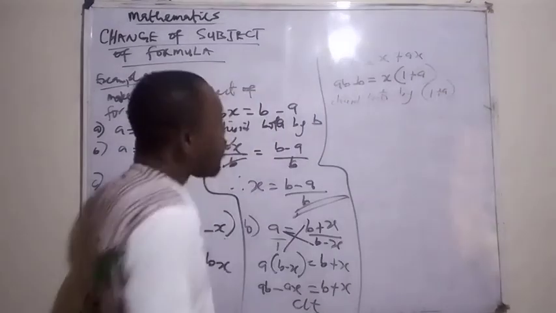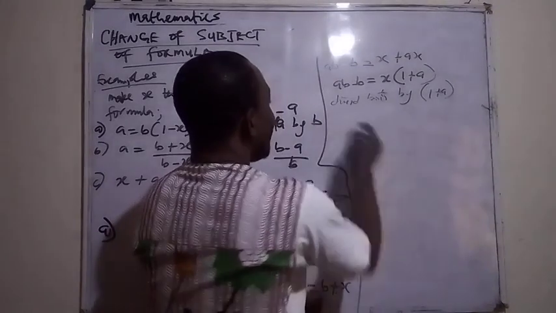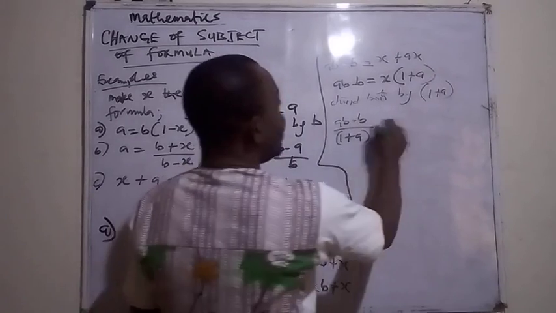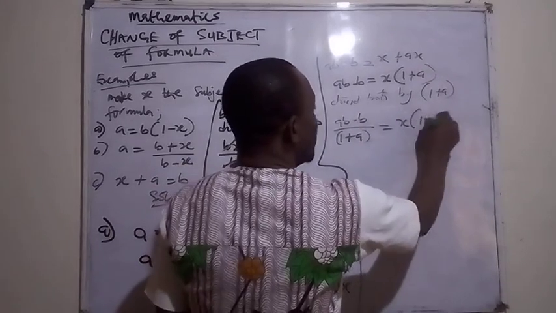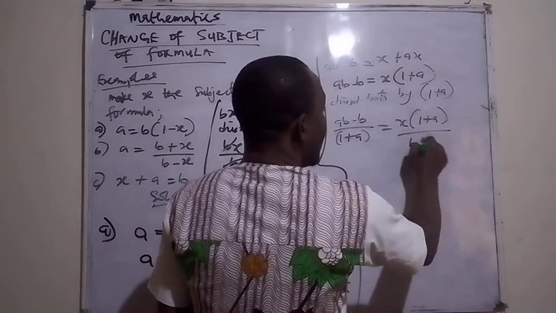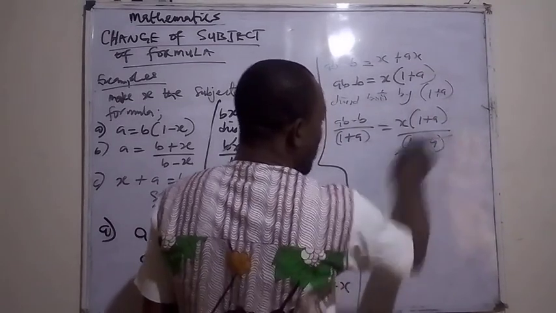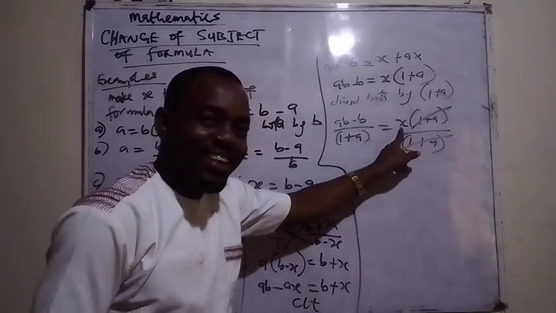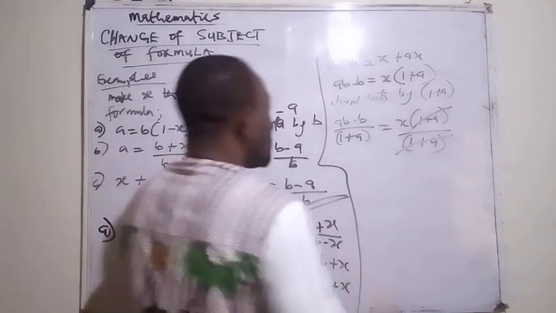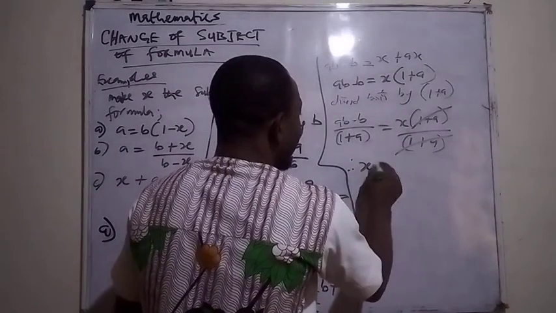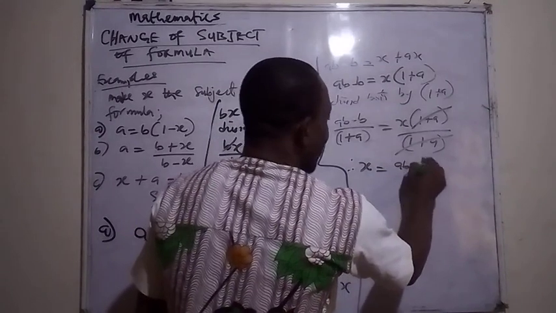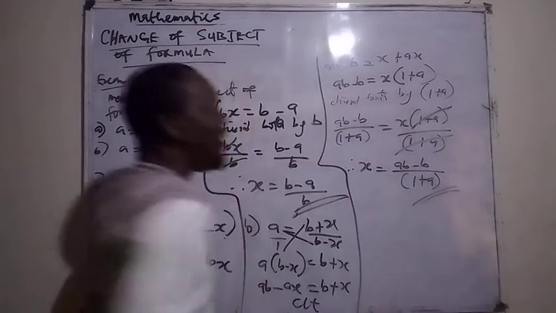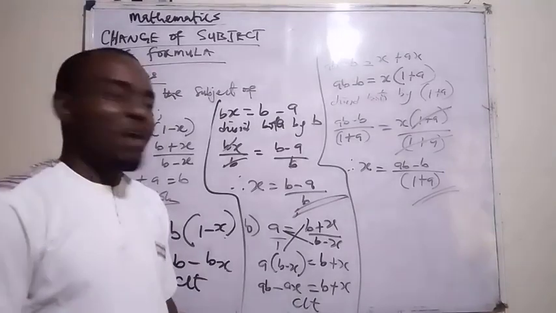You get it now? So how do we do it? We now say AB minus B over 1 plus A is equal to what? X bracket 1 plus A all over 1 plus A. This one now, we cancel this one. You see now that we have X standing alone. You see the way it's very easy. So we now say therefore X is equal to AB minus B all over 1 plus A. This is how it is solved. Do you get it now?